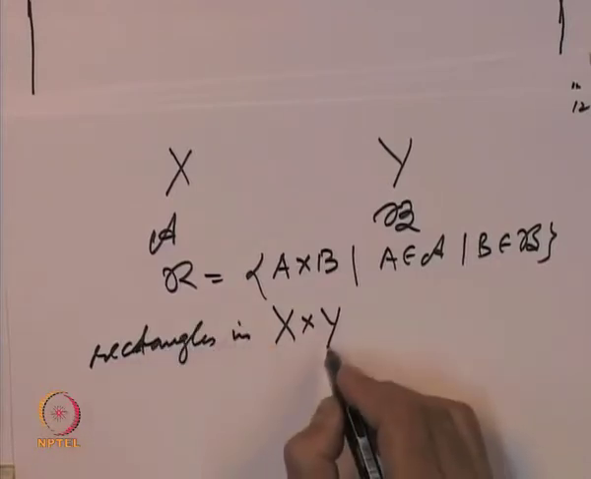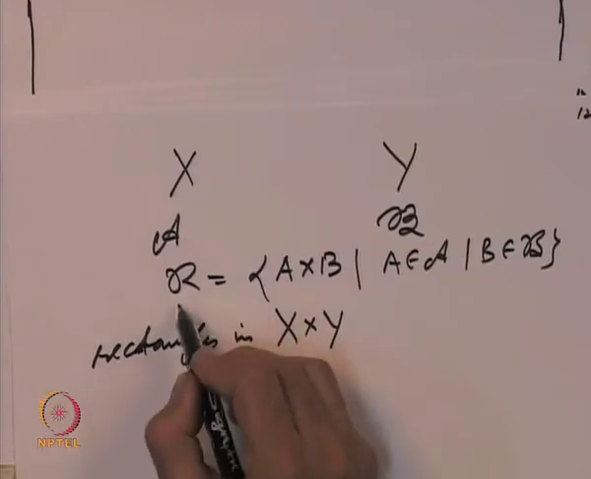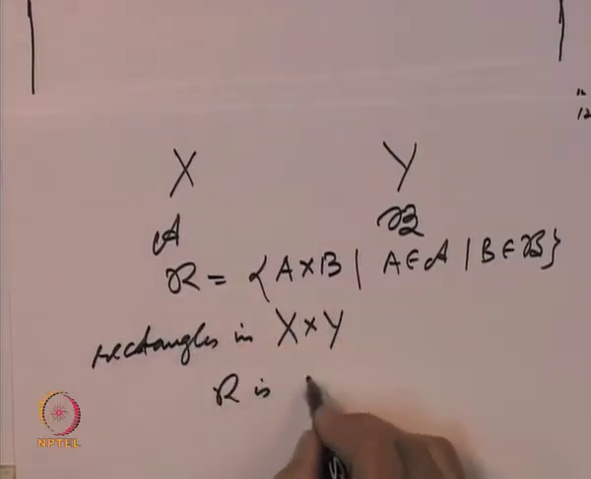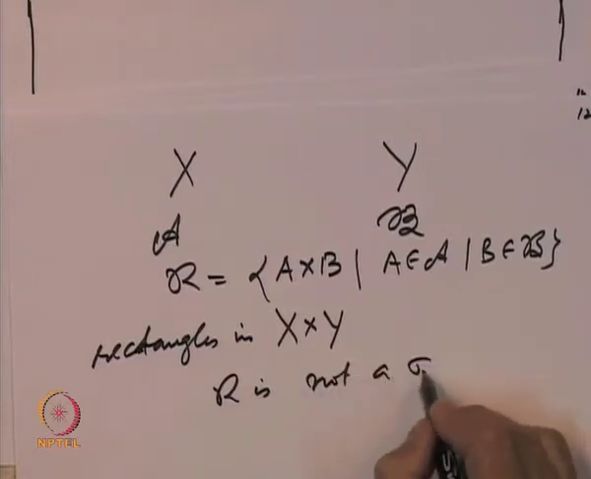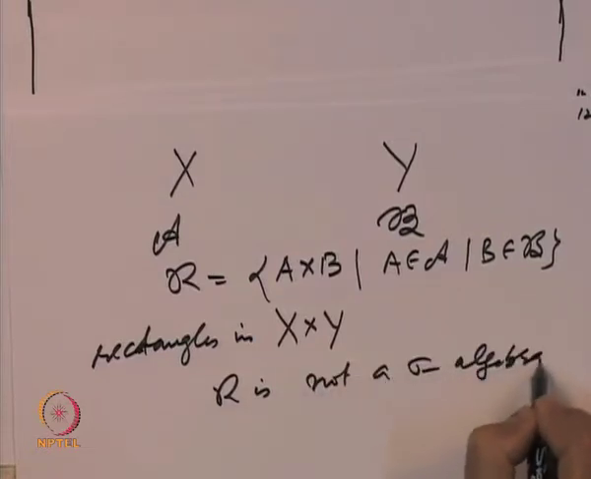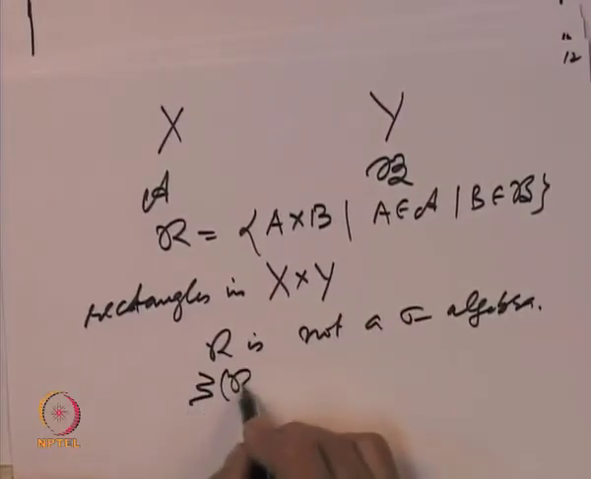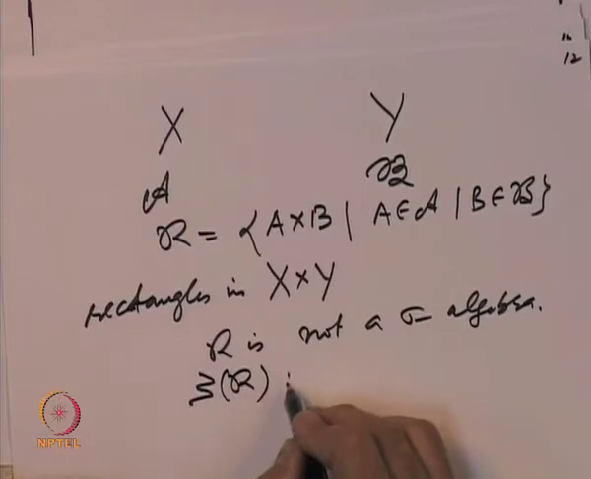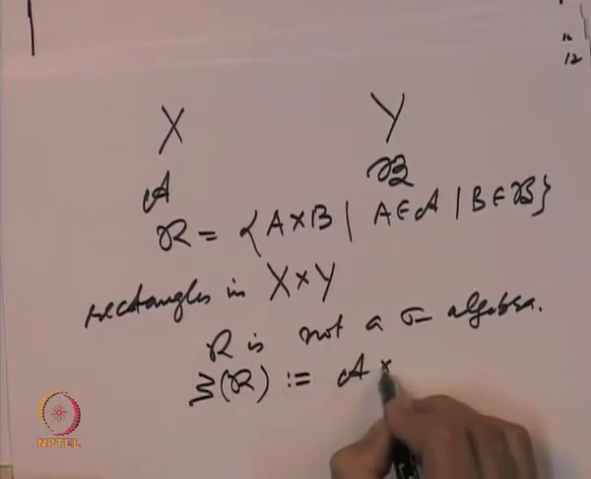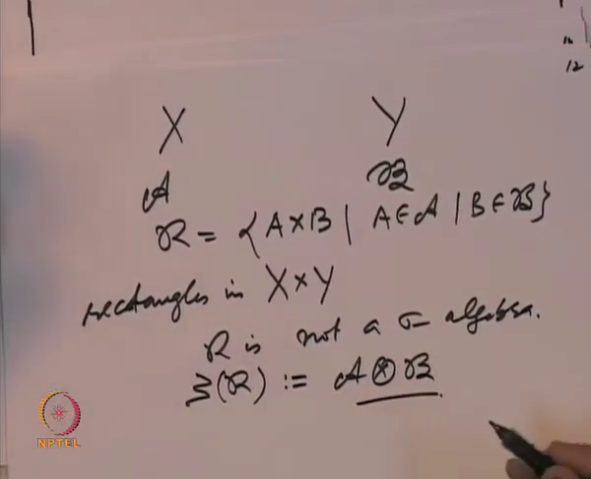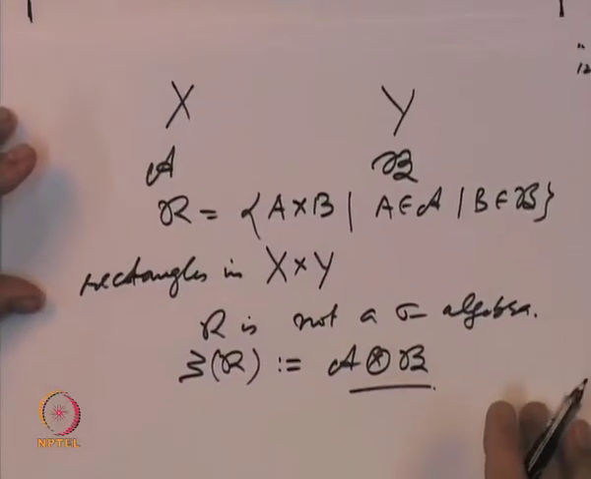in X cross Y, and in general these rectangles do not form a sigma algebra. So, R is not a sigma algebra in general. You can generate the sigma algebra out of these rectangles, and that is denoted by A times B. This is called the product sigma algebra. So, the product sigma algebra is the sigma algebra generated by all rectangles.